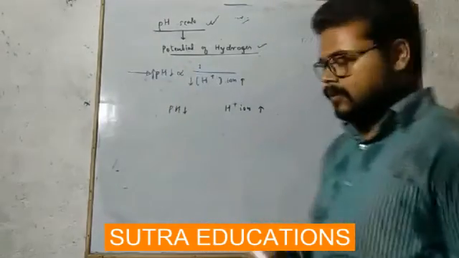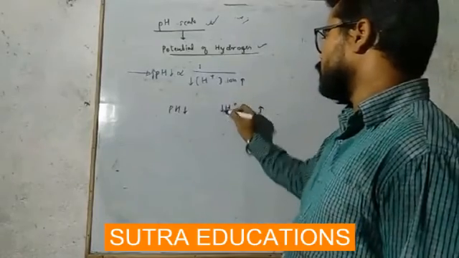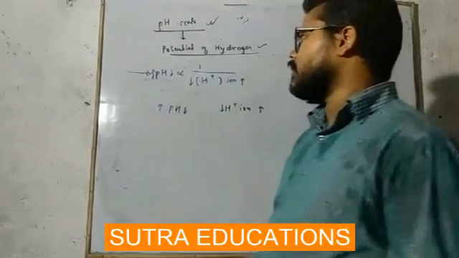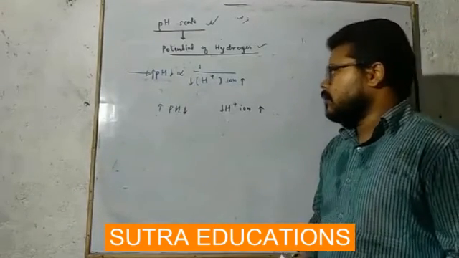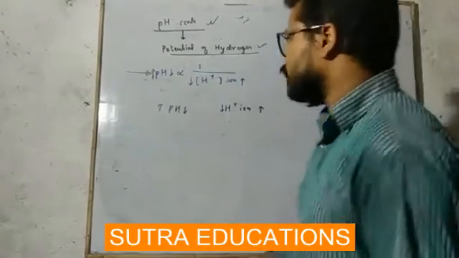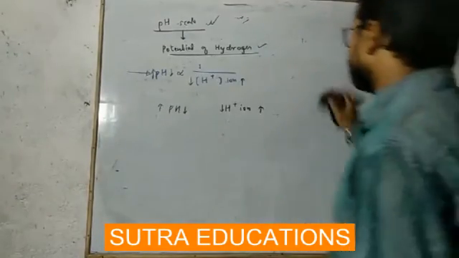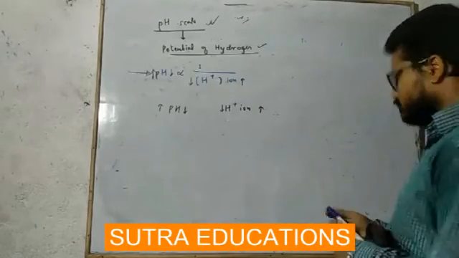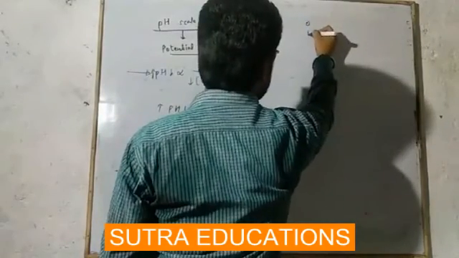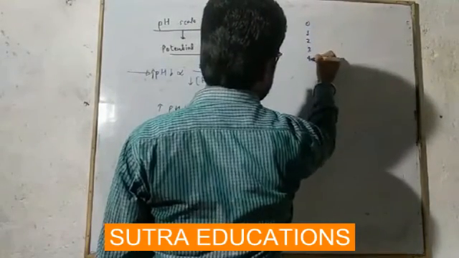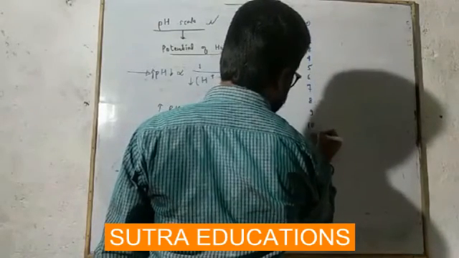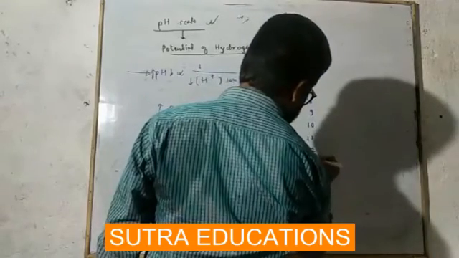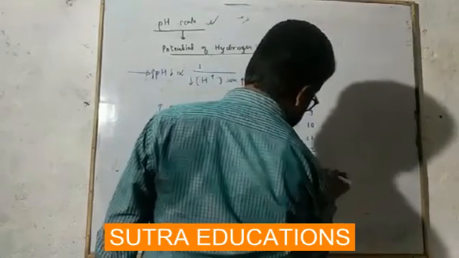Getting this or not? If H plus decreases, then pH will increase. Both are inversely proportional to each other. So we are going to understand the pH scale. I am going to write some numbers. The numbers will start from 0, 1, 2, 3, 4, 5, 6, 7, 8, 9, 10, 11, 12, 13, and this is 14.